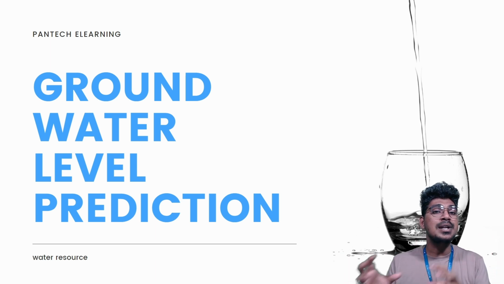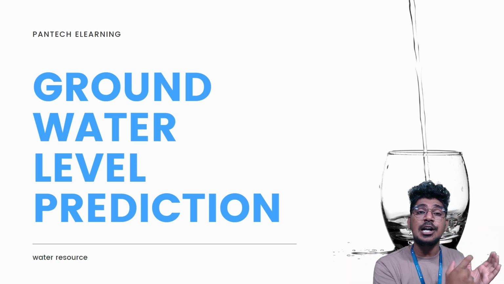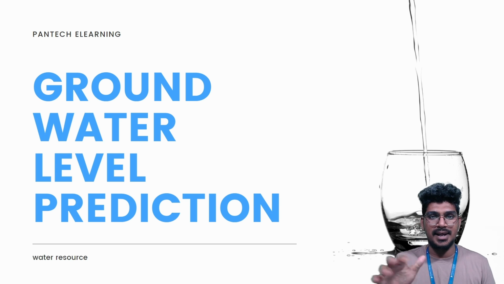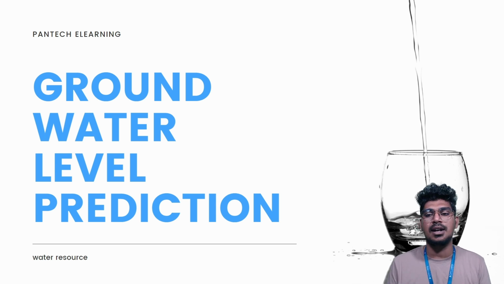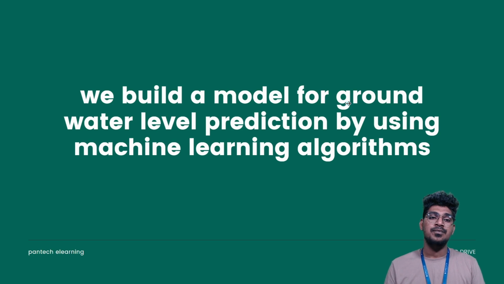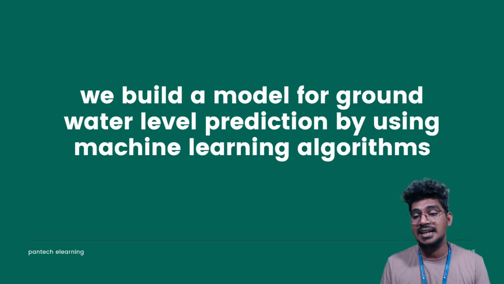But a computer expects properly prepared data to train a model. Am I right? Properly prepared data to train a model. Then only it is possible to predict. So we have data to train a model. Okay, so what is our objective of this particular project? We are going to build a model for groundwater level prediction by using machine learning algorithms.